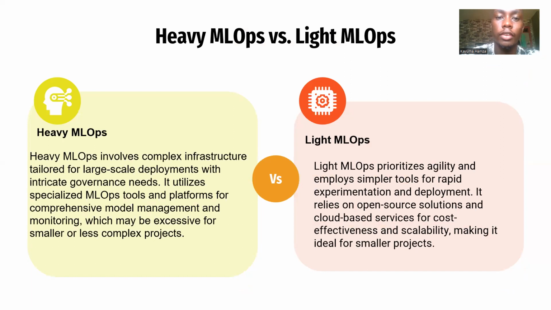There is heavy MLOps and light MLOps. Heavy MLOps involves complex infrastructure tailored for large-scale deployments with intricate governance needs. It utilizes specialized MLOps tools and platforms for comprehensive model management and monitoring. Whereas light MLOps prioritizes agility and employs simpler tools for rapid experimentation and deployment. It relies on open source solutions and cloud-based services for cost effectiveness and scalability.